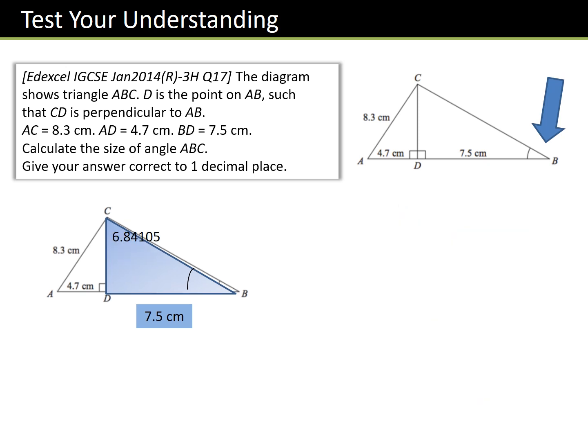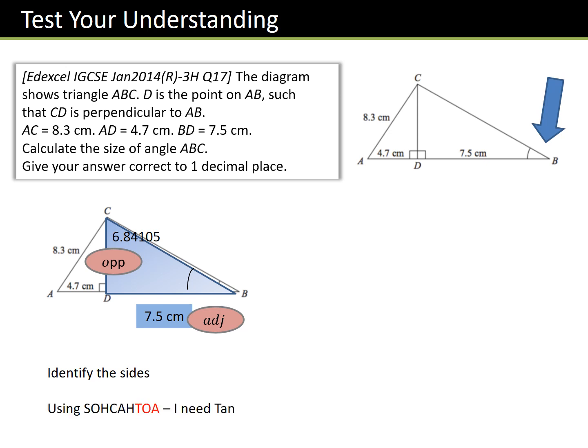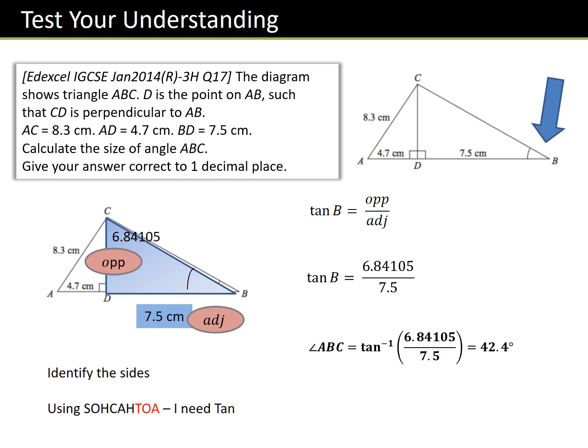So let's go back, identify the sides, opposite and adjacent. If I've got the opposite and adjacent, I'm going to use SOHCAHTOA. I need the tan. Tan of B is opposite over adjacent. Tan B is 6.84105 divided by 7.5. So the angle ABC equals the opposite of the tangent. So I put my ratio function in, my fraction to find the ratio. I press Shift Tan, and that will give me 42.4, because my calculator stores both the angle and the ratio that made up the angle. So if you've got the ratio, you need to find the angle.